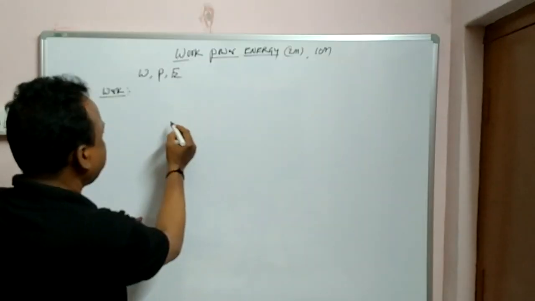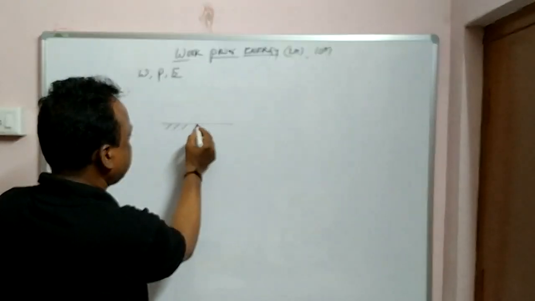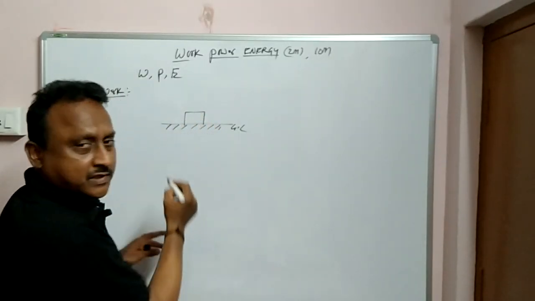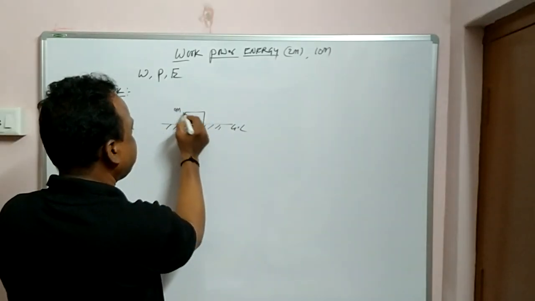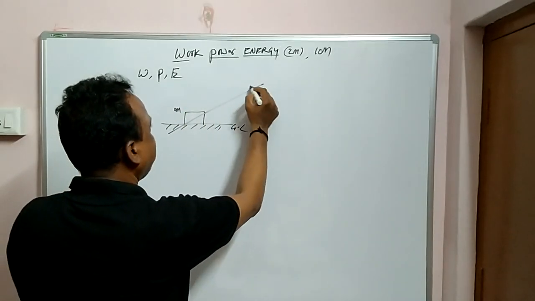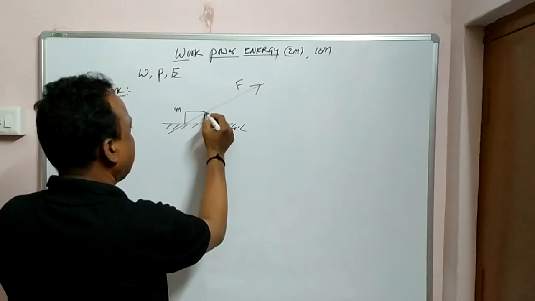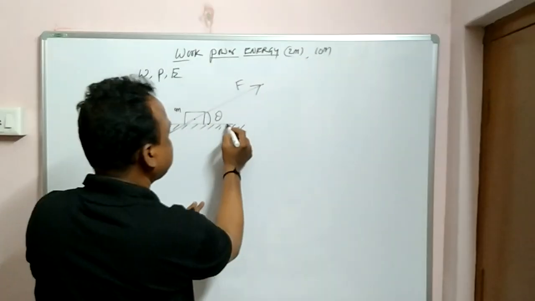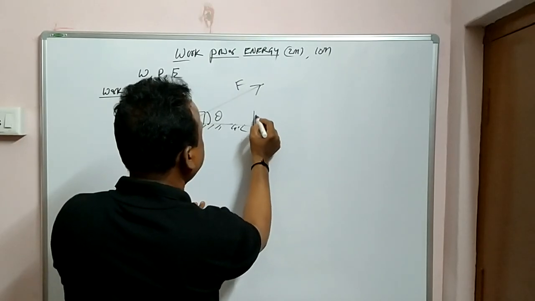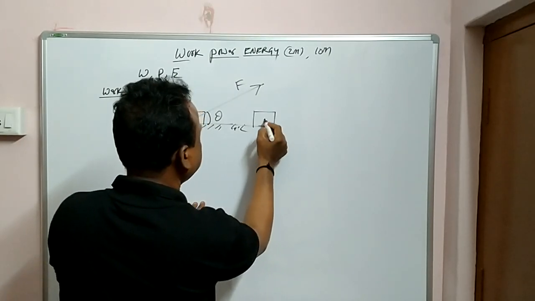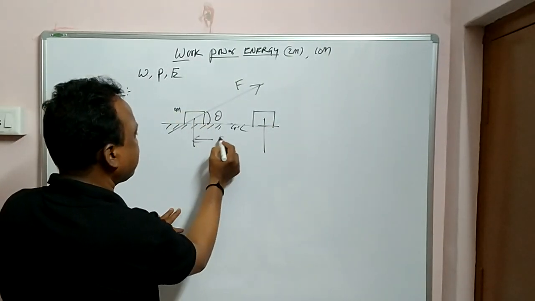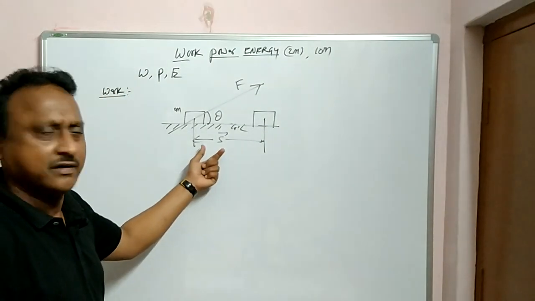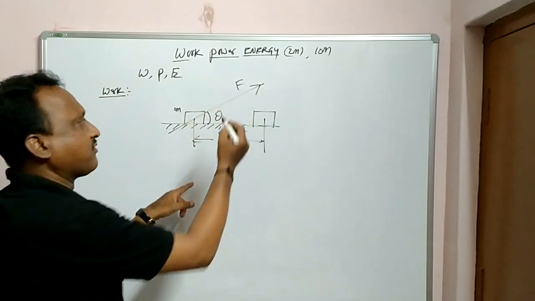How to define work? For example, see here, this is the ground surface. On this a block is kept. Suppose this block has a mass m and suppose it is pulled with a force F. Let the angle be some theta. Let this block be displaced, for example, to here. Let the displacement be some S, because displacement is a vector quantity. Okay, so force is also a vector quantity.